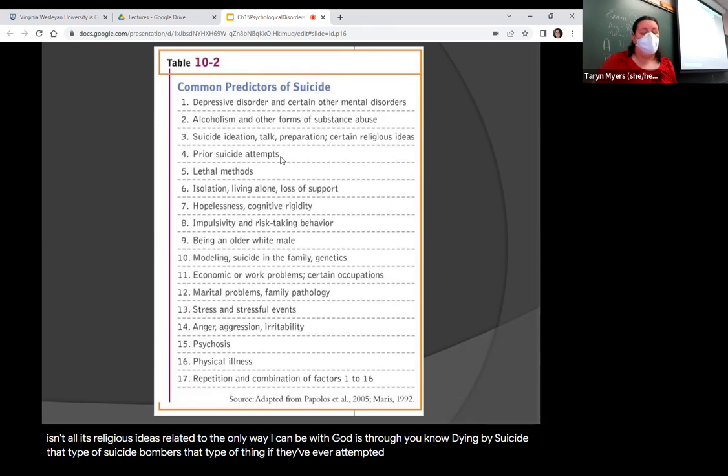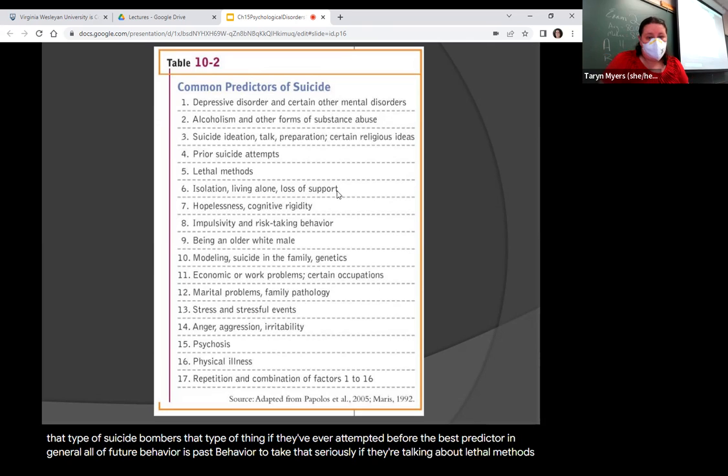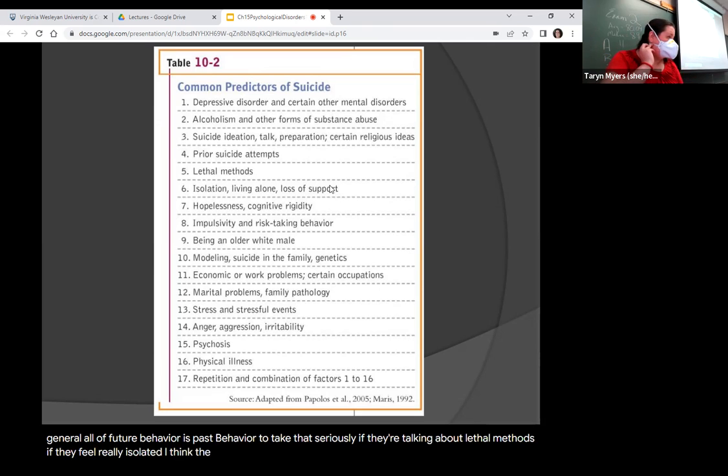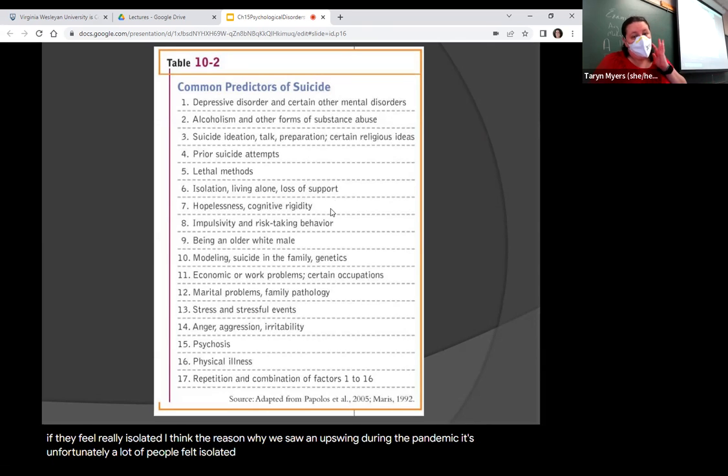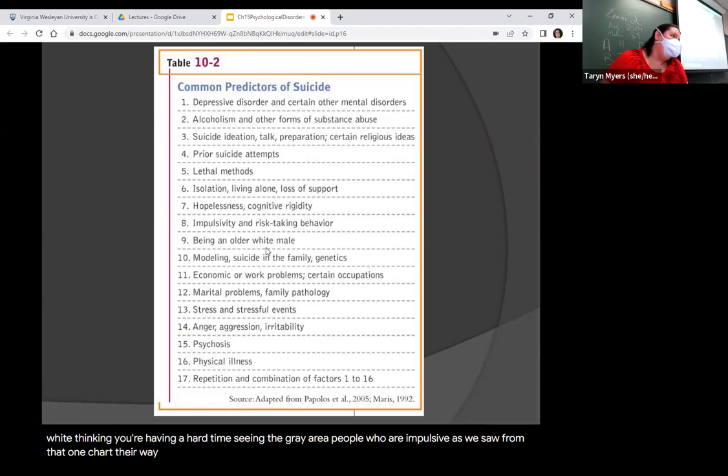If they've ever attempted before, the best predictor in general of future behavior is past behavior. So take that seriously. If they're talking about lethal methods, if they feel really isolated, I think this is why we saw an upswing during the pandemic, because unfortunately a lot of people felt isolated. Hopelessness and cognitive rigidity, which means black and white thinking, you're having a hard time seeing the gray area. People who are impulsive, and as we saw from that one chart, older white men are at higher risk. If there has been a death by suicide recently, or in your family, there might even be some genetics.